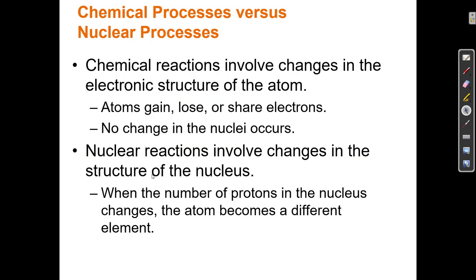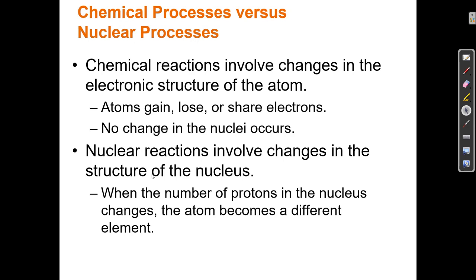Everything we've been talking about up to this point has been a chemical reaction, a chemical process. We've looked at atoms before, and we've looked at chemical reactions before, and we've talked about kinetics and thermodynamics. And everything that we've looked at up to this point, chemical reactions only involve changing electrons. And think about that. Redox reactions are a perfect example of that. In a redox reaction, electrons are moving from one thing to another thing, right? Something is being oxidized and something is being reduced. It's the electrons that are moving.